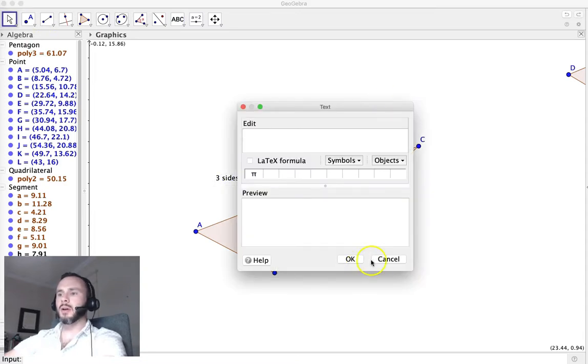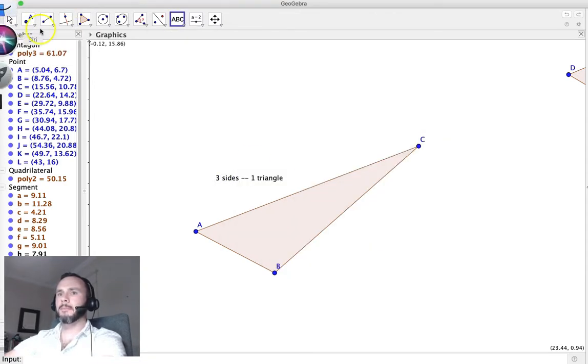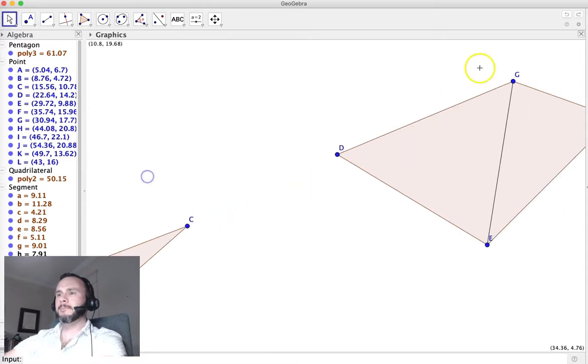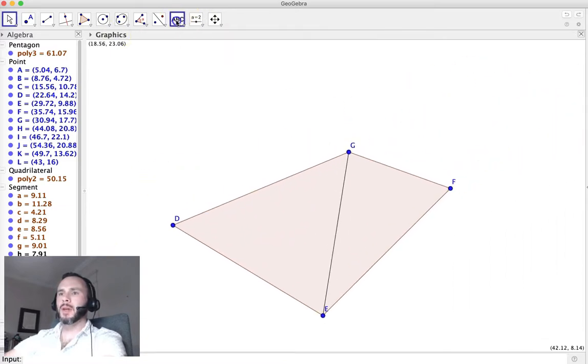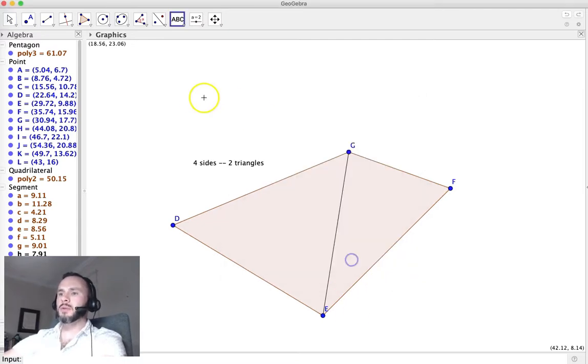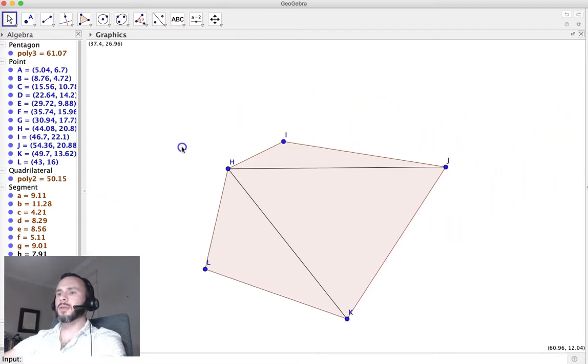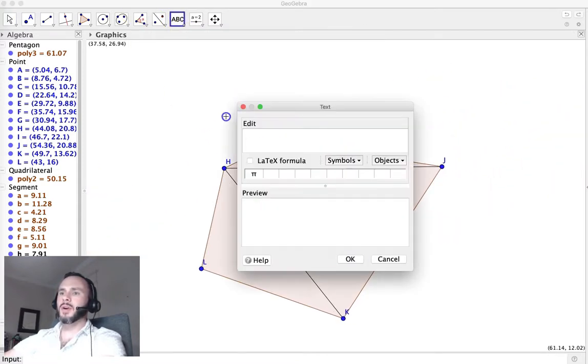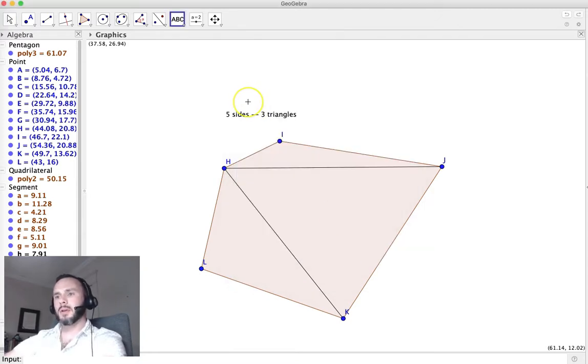Then we came up here. And we had four sides and 2 triangles. Okay? So that was possible there. Now we're going to have 5 sides and 3 triangles. Okay?